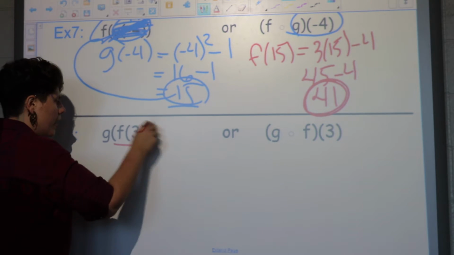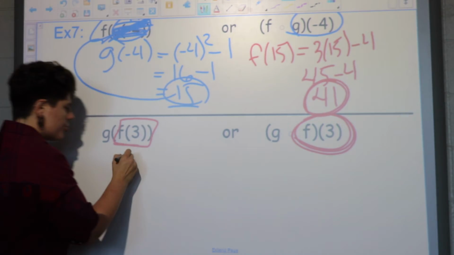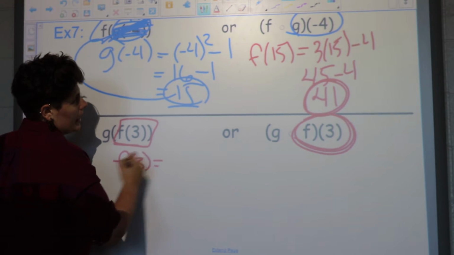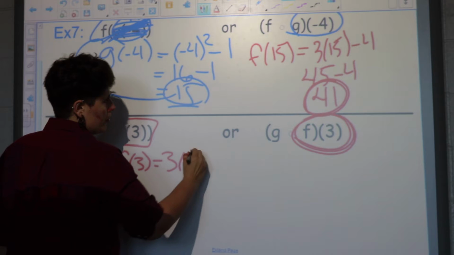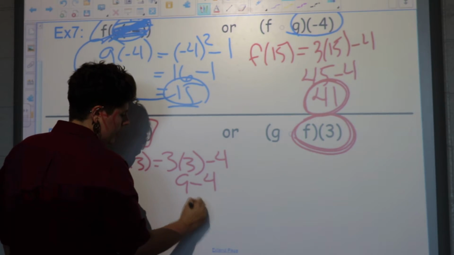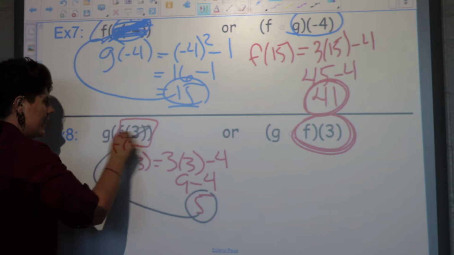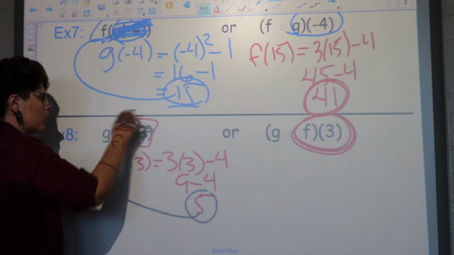So I have f of 3. Remember, always start with what's closest to that number. So f of 3 means that I have 3 times 3 minus 4. Well, 3 times 3 is 9. 9 minus 4 is 5. That now means I take my 5 and I plug it in because I know f of 3 equals 5.